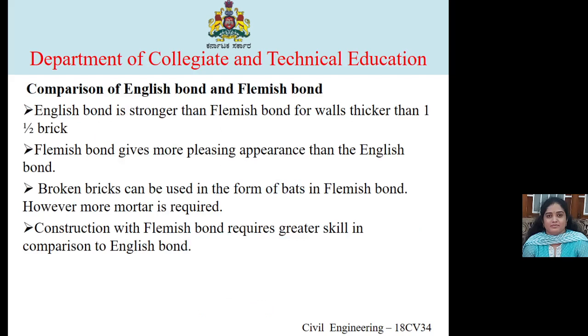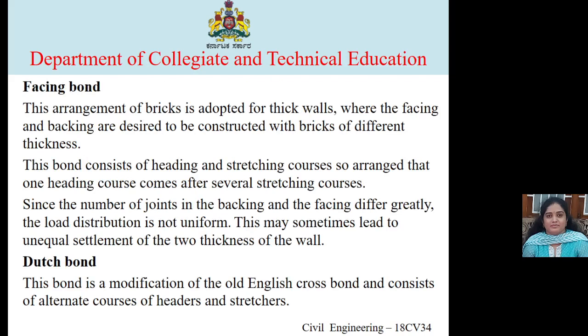English bond is stronger than the Flemish bond for walls thicker than 1.5 brick. Flemish bond gives a more pleasing appearance than the English bond. Broken bricks can be used in the form of bats in Flemish bond. However, more mortar is required. Construction with the Flemish bond requires greater skill in comparison to the English bond. So these are four different points of comparison between the English bond and Flemish bond. Some of the other special bonds we'll see one by one.